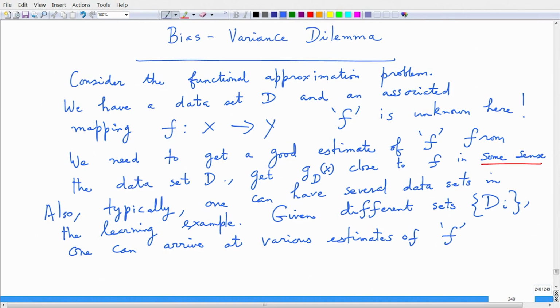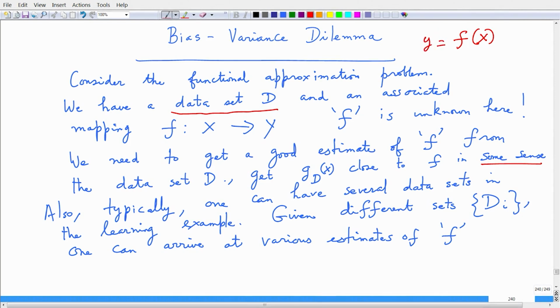Consider the functional approximation problem. We have a data set D and an associated mapping f from x to y. What this typically means is y equals f of x.